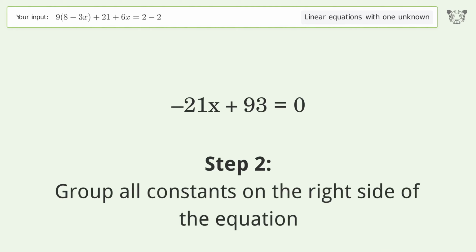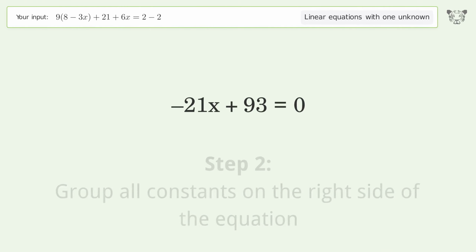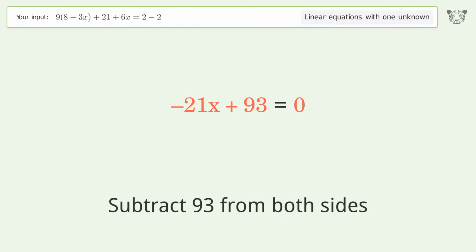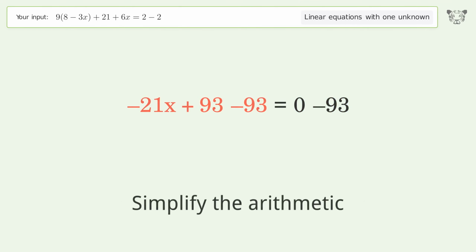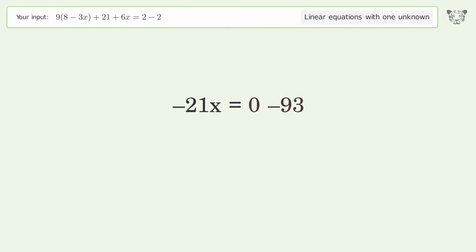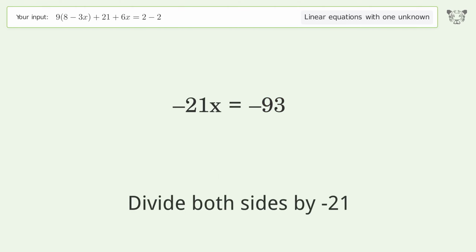Group all constants on the right side of the equation. Subtract 93 from both sides. Simplify the arithmetic. Isolate the x. Divide both sides by -21.